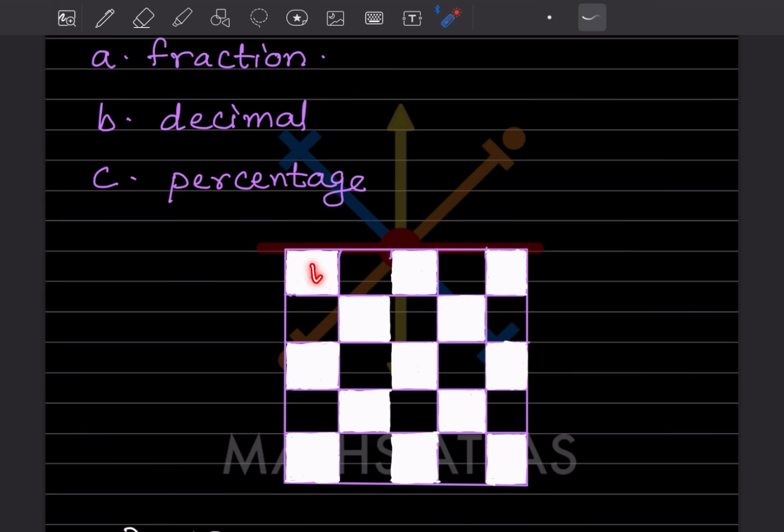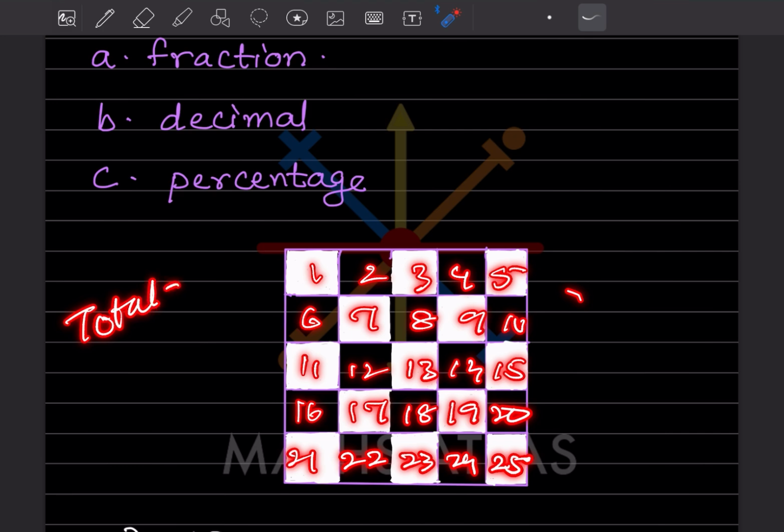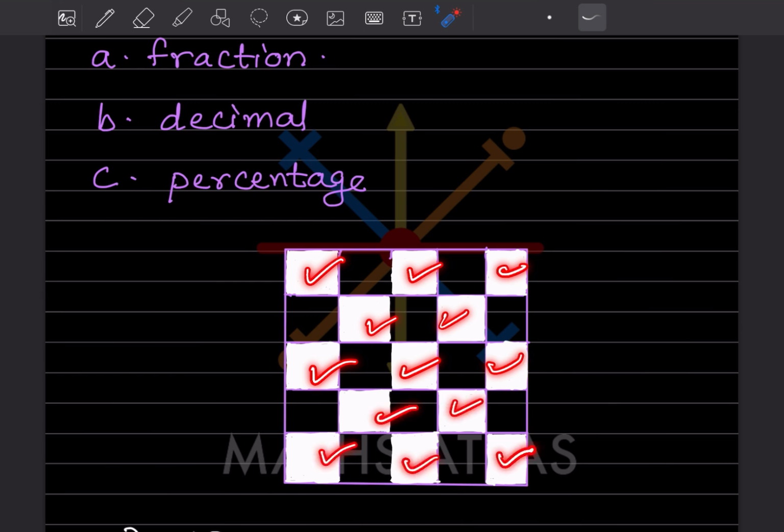First we have to count: 1, 2, 3, 4, 5, 6, 7, 8, 9, 10, 11, 12, 13, 14, 15, 16, 17, 18, 19, 20, 21, 22, 23, 24 and 25. We have a total of 25 squares. From that, we have to see the shaded ones: 1, 2, 3, 4, 5, 6, 7, 8, 9, 10, 11, 12, 13. So 13 are shaded.